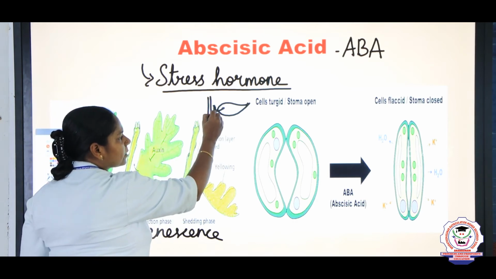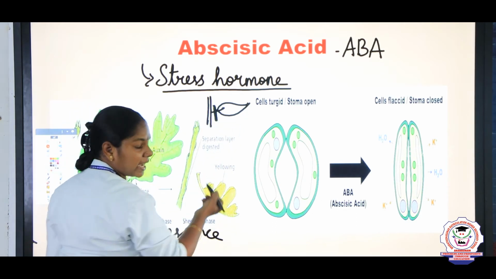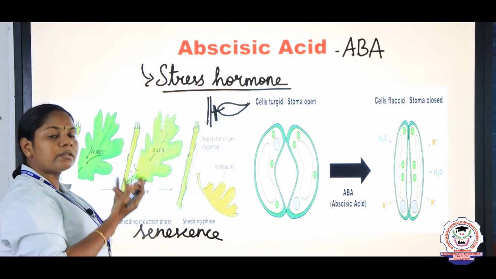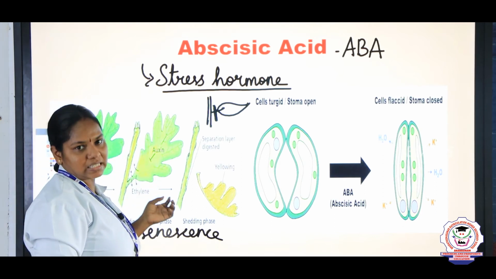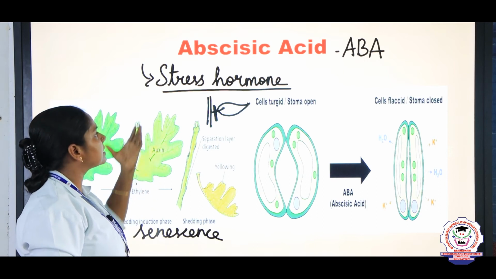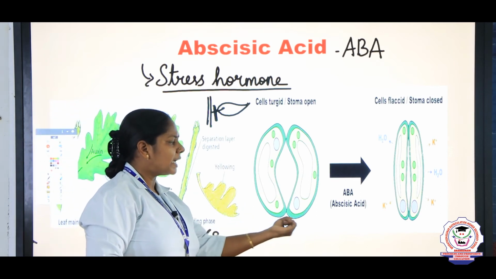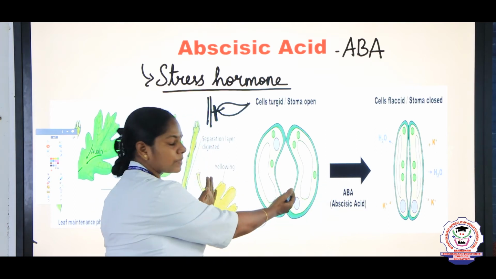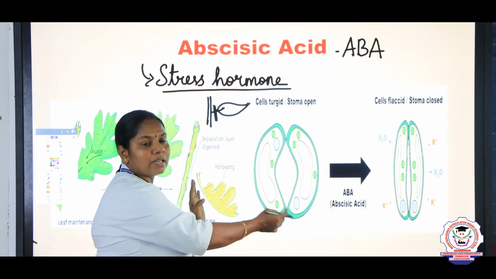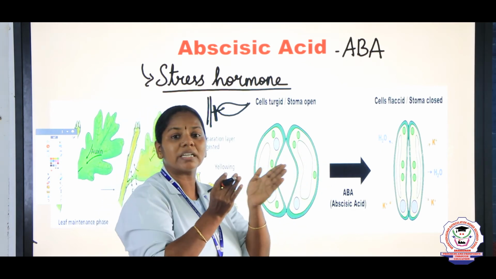When the nutrient stops moving to the leaves, automatically the leaves become yellowish and wither from the parent plant. So this senescence is induced by abscisic acid. And one more important function is that it is responsible for stomatal closure. For example, normally it's an open stomata, right? But when abscisic acid is present, it leads to stomatal closure.